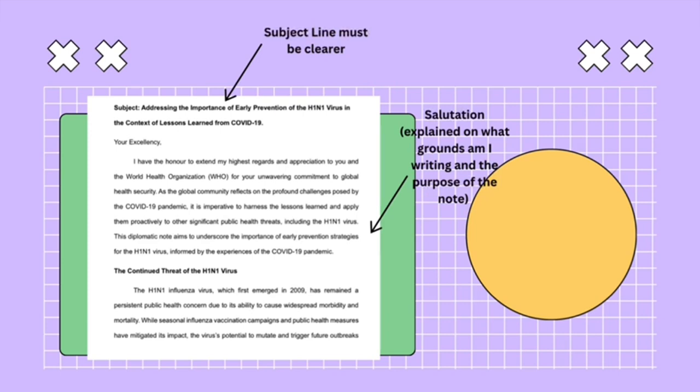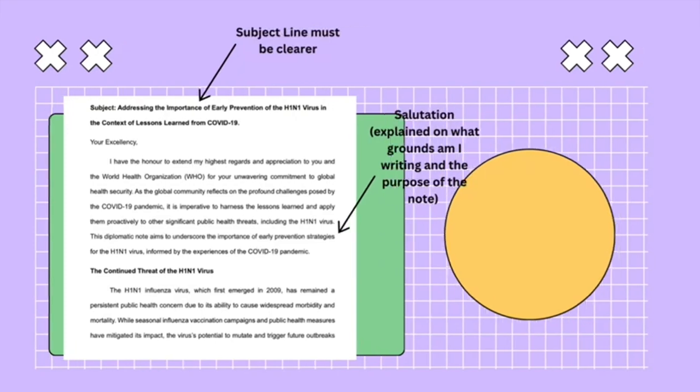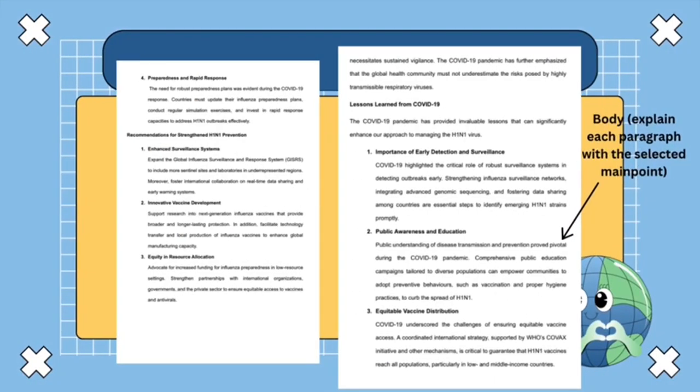Like I just write in my diplomatic note, I have the honor to extend my highest regard and appreciation to you, the World Health Organization, for unwavering commitment to global health security. And I will explain why I choose this subject. Next, for the body, you need to explain each paragraph with selected main point.